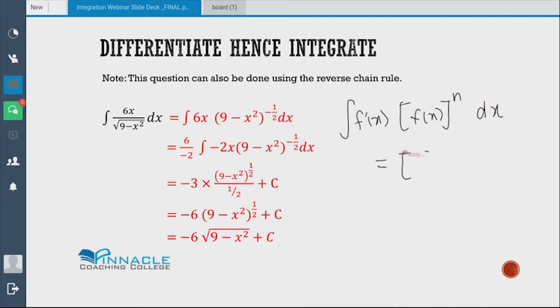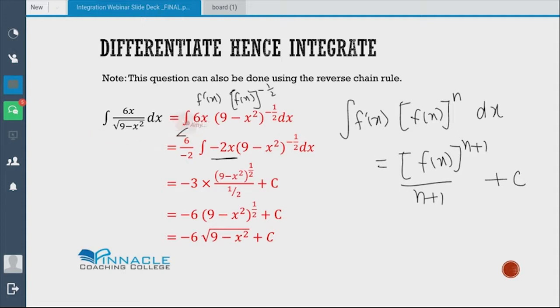And then you basically reverse the chain rule by adding 1 back to the power and then dividing by the same thing. If you look at the question here, the first component needs to match up with f dash x, and the second component is basically your function to the power. If you check what f dash x is, it should be minus 2x. That's actually what's happening in this step. So if you take the 6 outside, that looks terrible. Hold on.